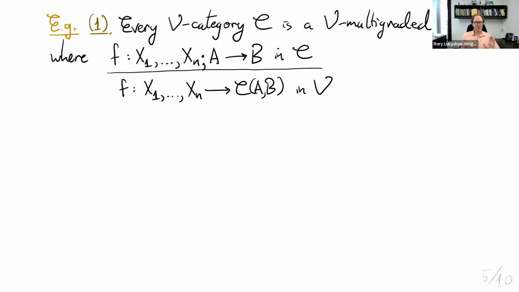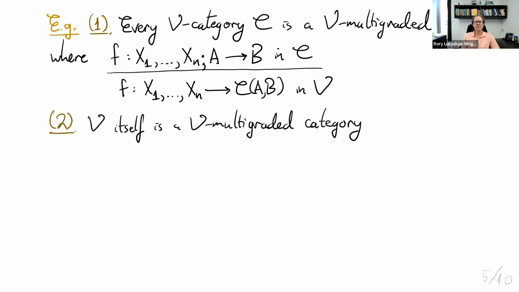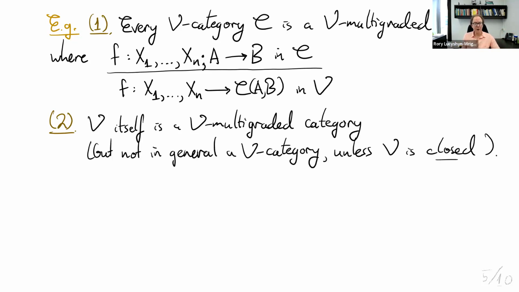So first of all, certainly every V category is an example of a V multi-graded category. And we can think of these V multi-graded categories as generalizing V categories, but V multi-graded categories also include V itself. So V itself carries the structure of a V multi-graded category in a very straightforward way where the morphisms in a given context from an object to another object are essentially just morphisms in V. So V itself is a V multi-graded category, but it's not necessarily a V category unless V is closed, a closed symmetric multi-category.